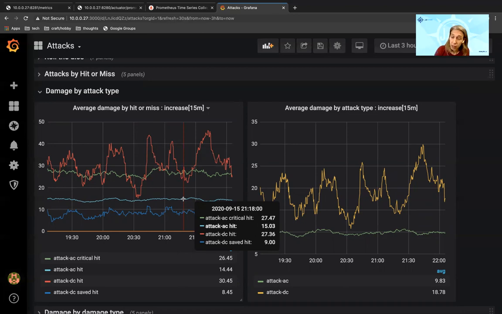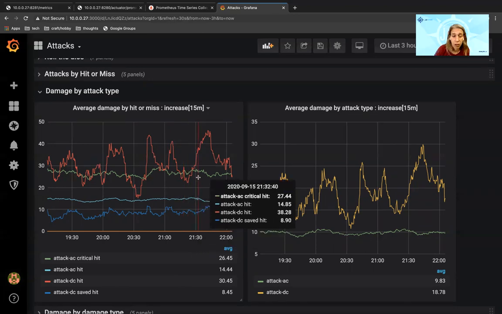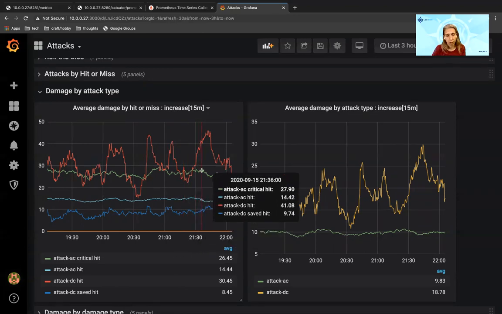We would expect, because critical hits are double, that a critical hit damage should be double. It's about double. Perfect. Great. That makes sense. Everybody's happy so far.